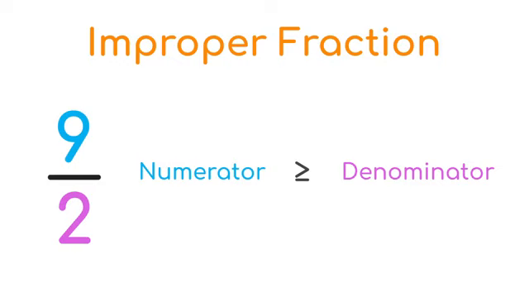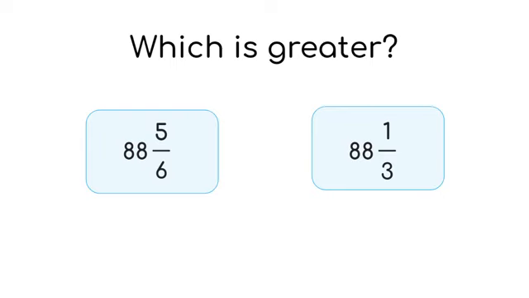Now let's get some practice comparing fractions and mixed numbers. We'll start with some examples. Here we want to find out which is greater, 88 and 5/6 or 88 and 1/3. When we compare mixed numbers, we first compare the whole parts. Here, both of the whole parts are 88, so we have to move on to comparing the fraction parts. Let's see, we need to compare 5/6 and 1/3. I'm not sure which one is bigger.